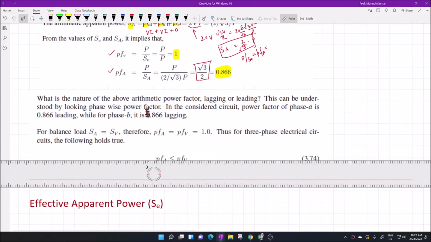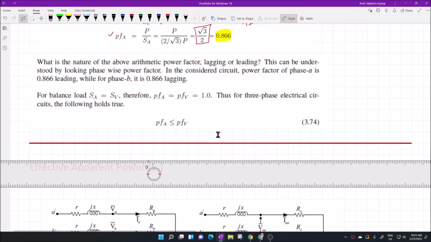As we have established, the condition holds true that the arithmetic apparent power SA is greater than or equal to the vector apparent power SB, and therefore the arithmetic power factor is less than or equal to PFB here. In this case it is 1.0, and in this case 0.866. So that is verifying the concept.